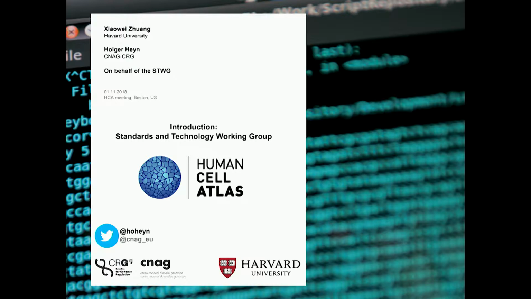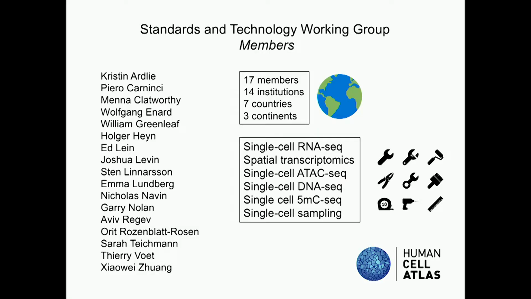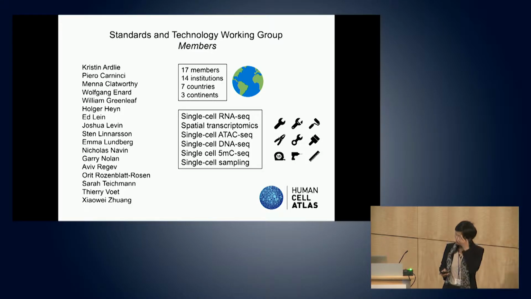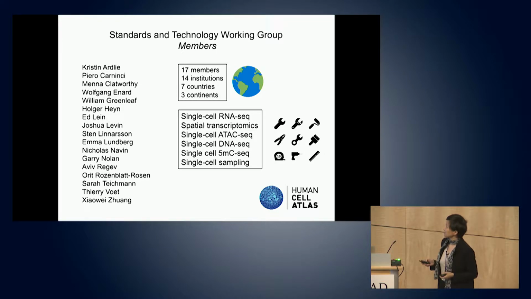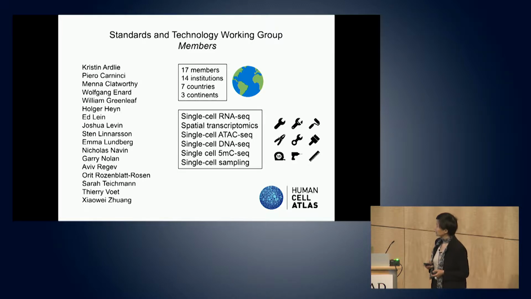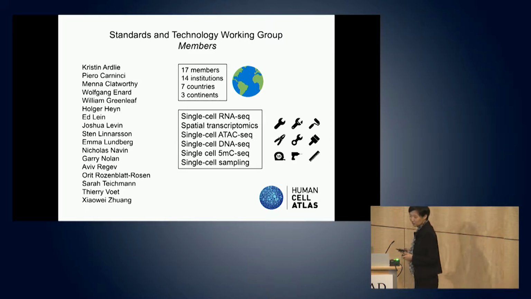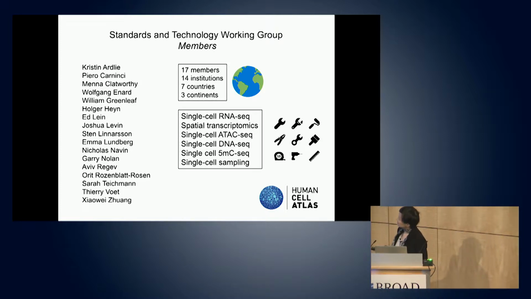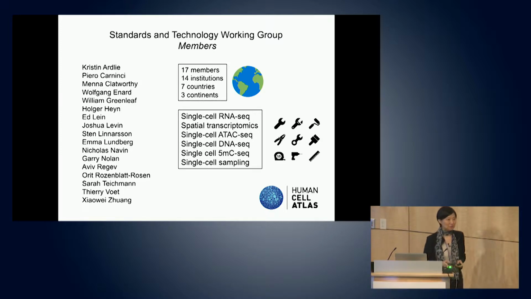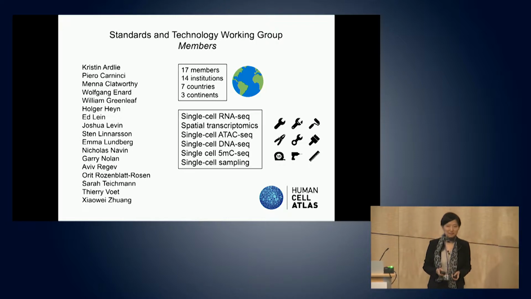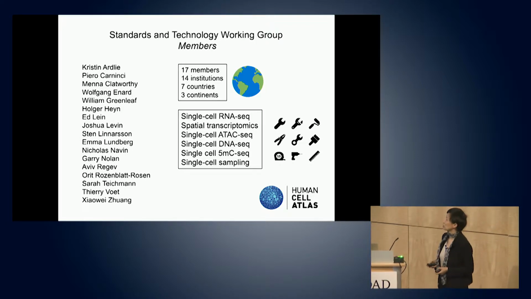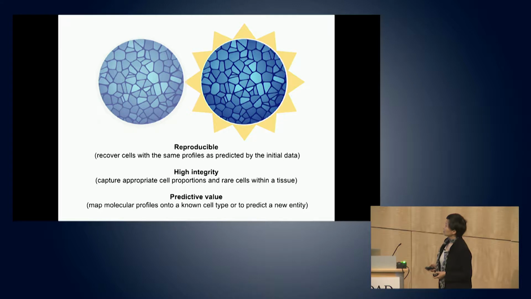This is about the Standard and Technology Working Group, and this is the composition of the Standard and Technology Working Group. We have 17 members from 14 institutions, 7 countries, and 3 continents. Look at all the statistics that Holger did. And covering all these various different approaches that are really important for generating a more complete human cell atlas, or for that matter, cell atlas of many different kinds of model organisms too.